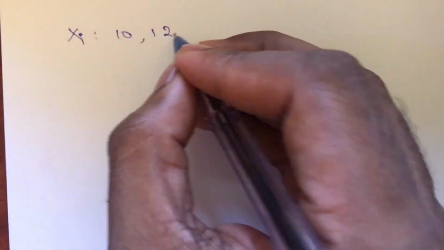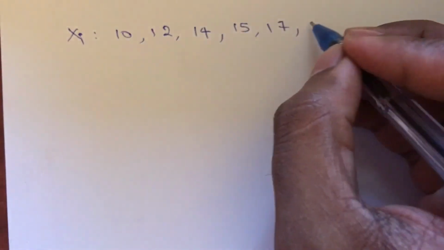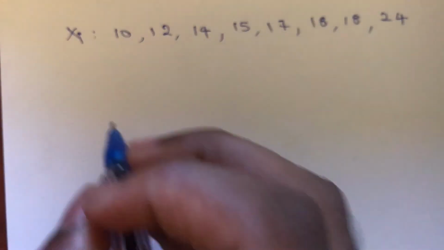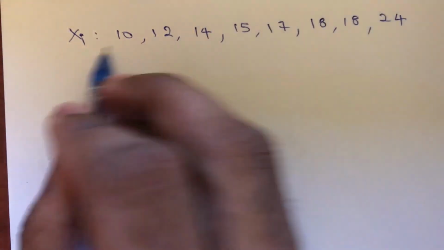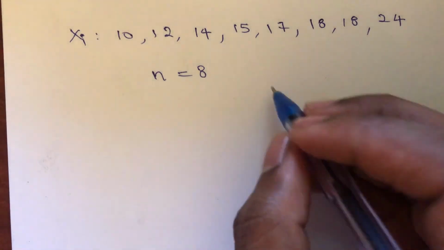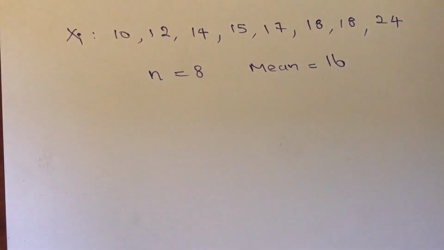Now let's take an example sample data set and see how we calculate this standard deviation. Let's take the sample data set as 10, 12, 14, 15, 17, 18, 18 and 24. This is our sample data set. Quickly, if you count the number of values, you will see that there are 8. And you also calculate the arithmetic mean here, and you will get 16.